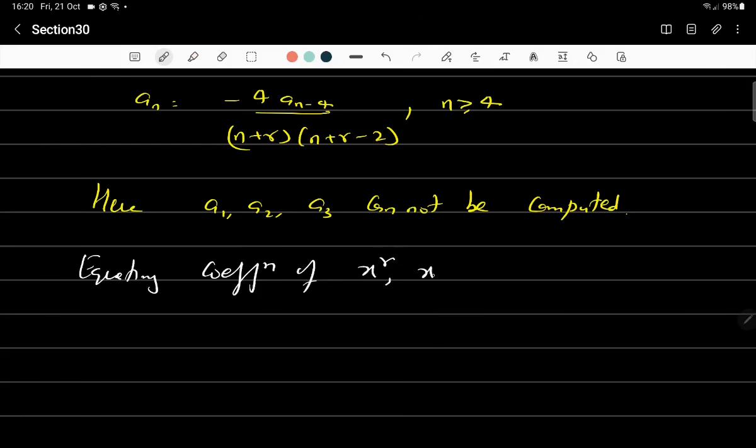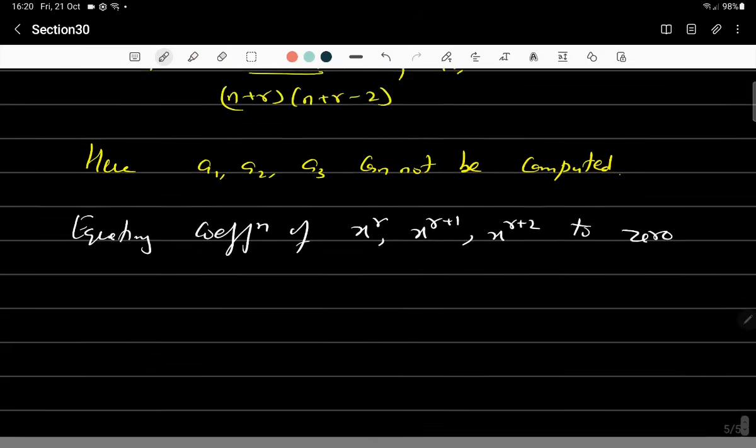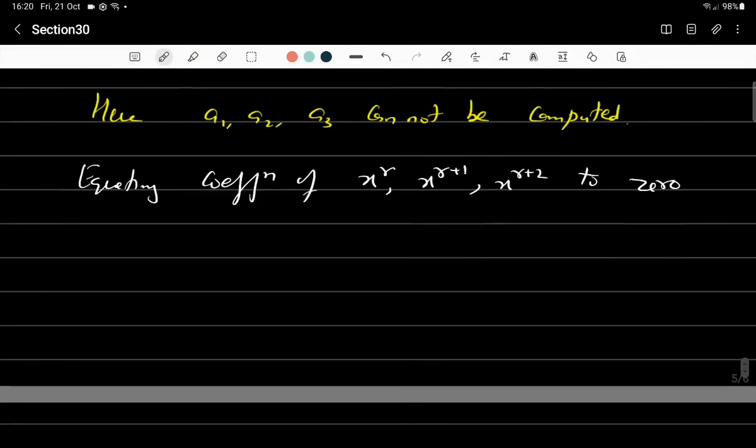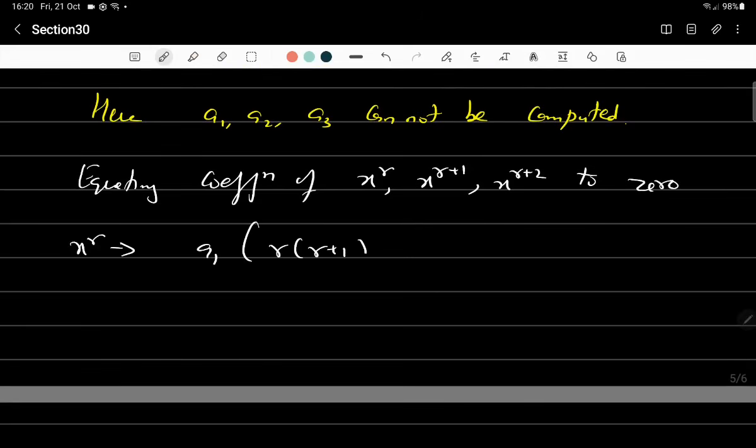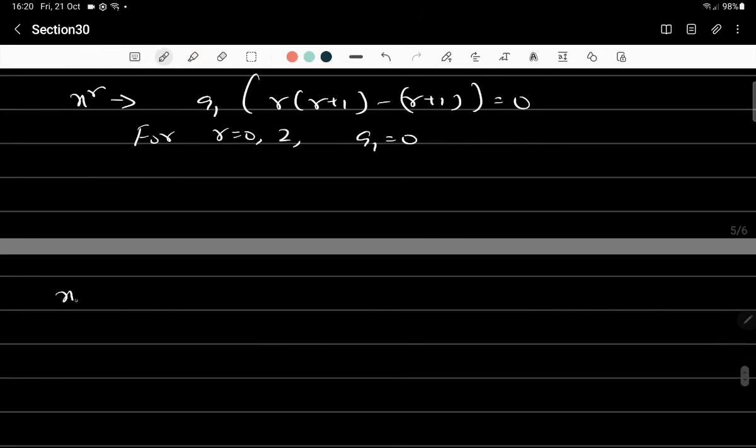So again, x equal to 0 is a regular singular point. I am not going into the detail, and if you solve it, the values of r come out to be 0 and 2, so they differ by an integer. Now if you get the recurrence relation, this is how it looks: a_n is equal to minus 4 a_(n-4) divided by (n + r - 2). Now the problem is it starts from a4. It means a1, a2, a3 are missing. So to compute a1, a2, a3, we need to compute them separately.